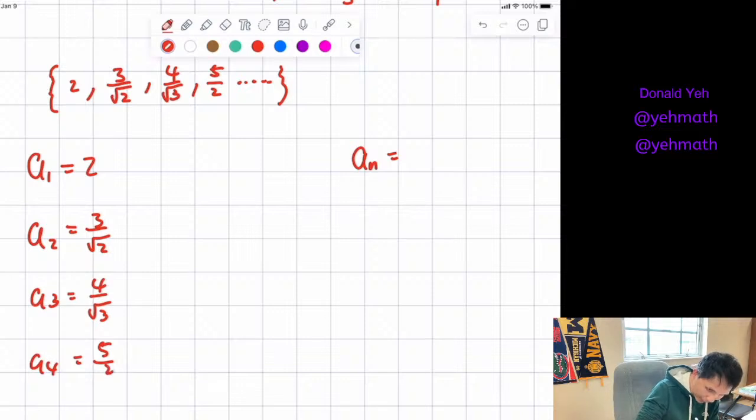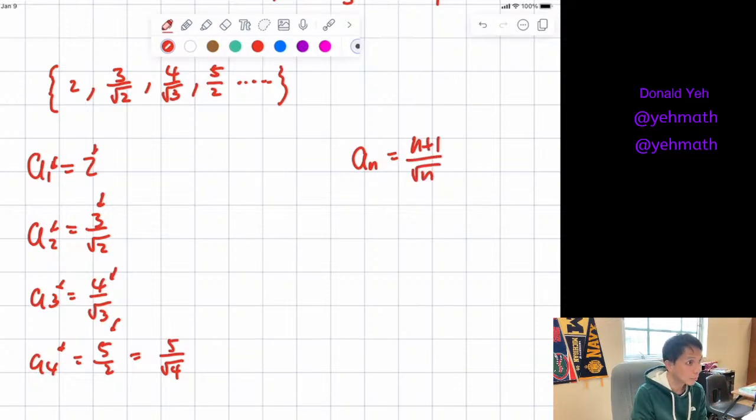And if you see this relationship of 2 and 1, it seems like it is all adding 1, right? So here we can come up with something. We also need to pay attention that I can rewrite this as 5 over square root 4. That's going to help you with something. So yes, and you're right. The equation is going to end up being n plus 1 over square root n. Pretty interesting sequence, right?